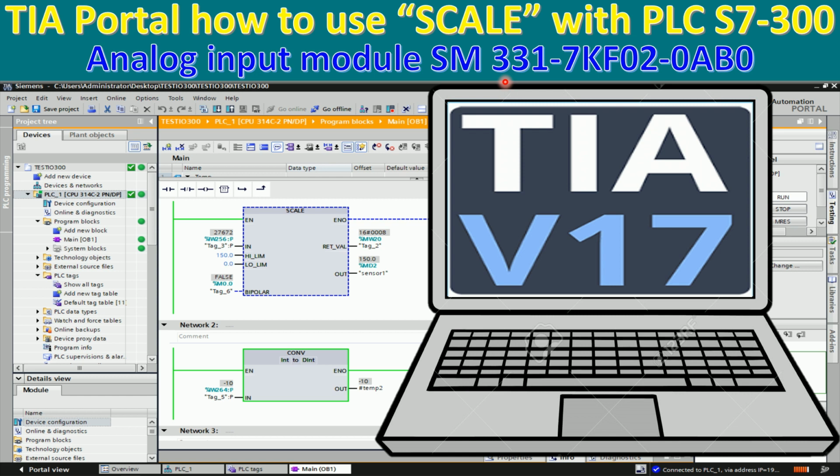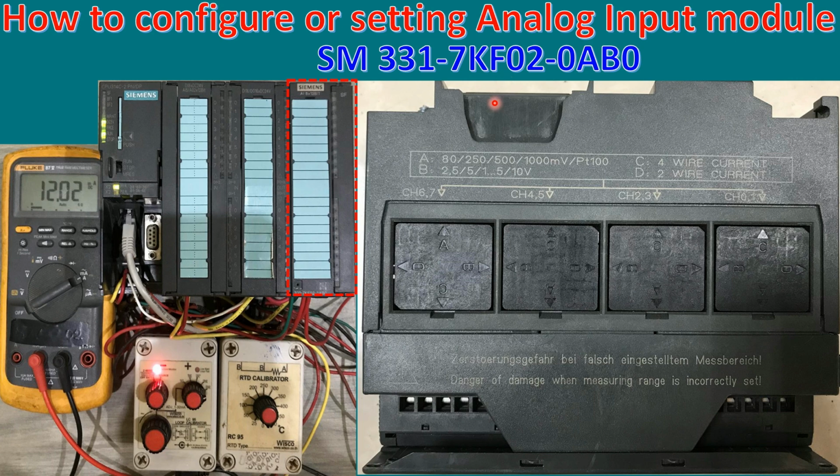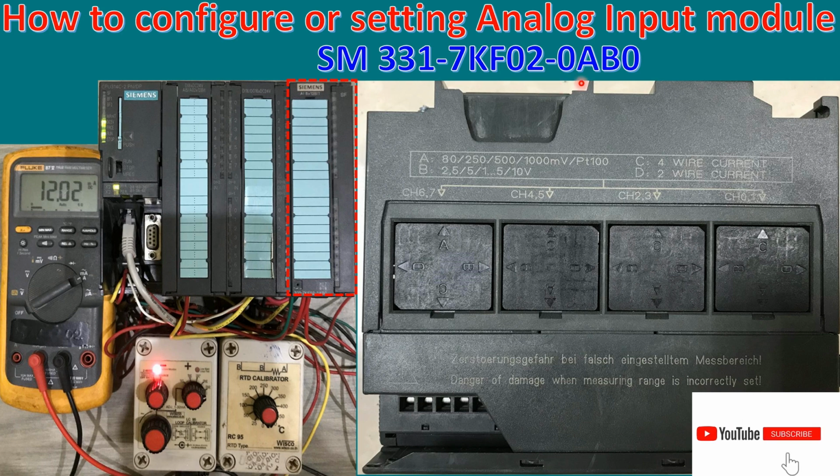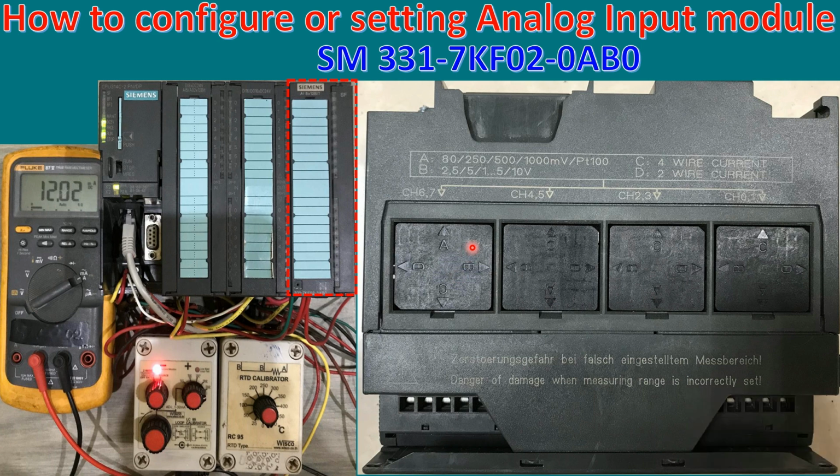So let's go to see the hardware selection option that I will show. So here is the analog input module model SM331 7KF02 0AB0 that I already show here. So there are four options that we can select. The option A we can use with the PT100 or RTD or thermocouple. If we rotate A to here, yes, here is the selection. Let's see here.